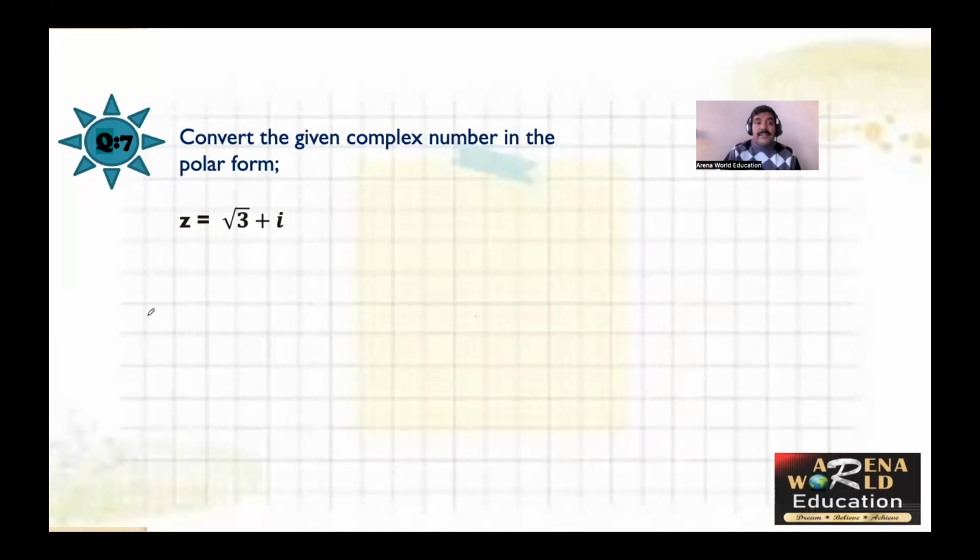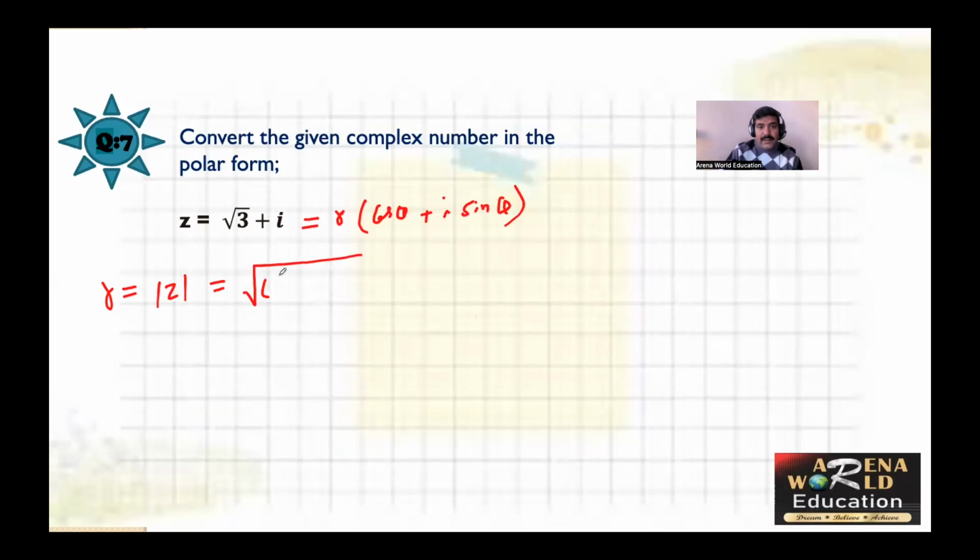Question number 7 is convert the given complex number in the polar form, right? So what we want to find, we want to convert this given complex number in the form of polar form, right? So this is what? R into cos theta plus iota into sin theta, right? And what is the first step? Yes, we will find R. R is what? R means, yes, mod Z.